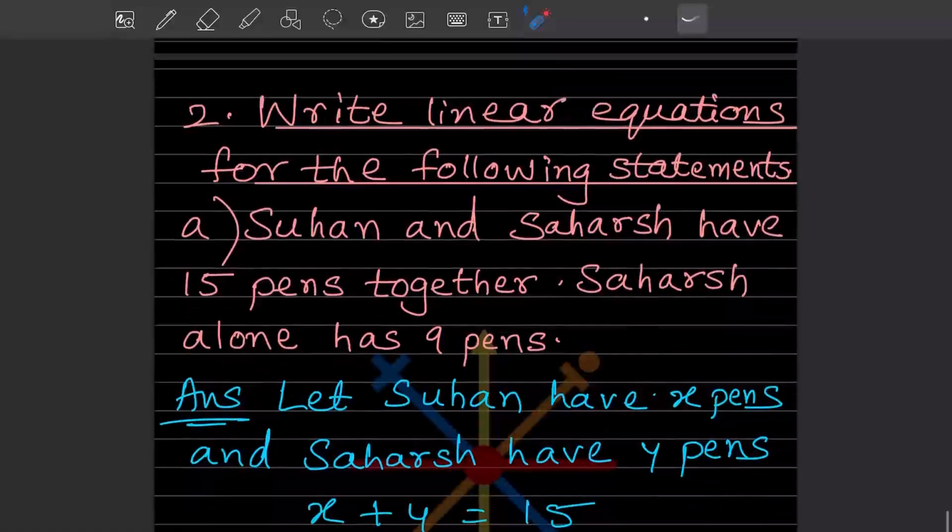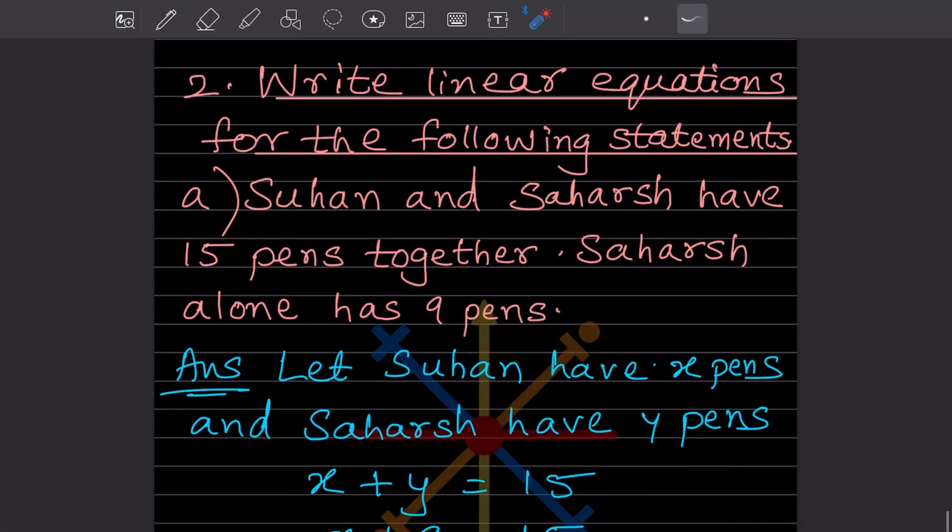Now they said here, write linear equation for the following statement. Suhan and Sahaj have 15 pens together. Both of them together, they have 15 pens. Sahaj alone has 9 pens. So what will we do? We'll use here two variables. Now Suhan has x pens and Sahaj has y pens.